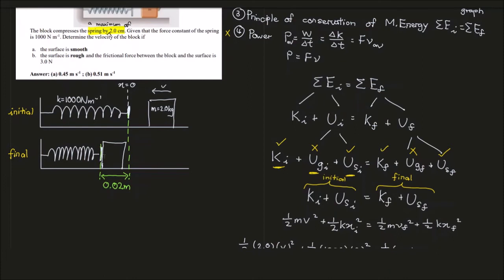What happens after that is the block will bounce back to the right, while the spring is restoring to its original length. So the block will be changing its direction, moving to the right, being bounced backwards. Before this, the block is moving to the left. Then after reaching its maximum compression, it will bounce back to the right. So initially it's to the left, and finally it will be to the right. There's a change of direction from one direction to the opposite direction.